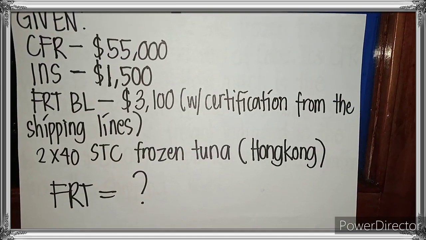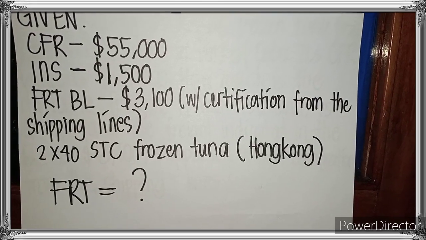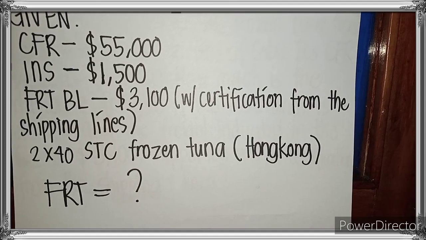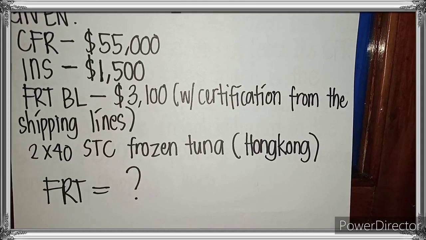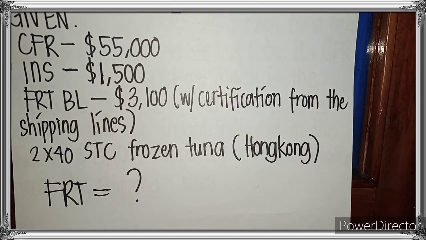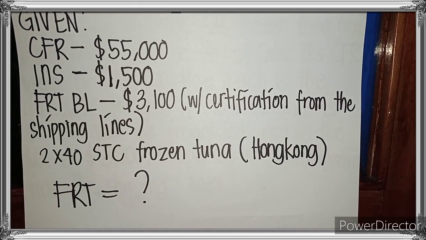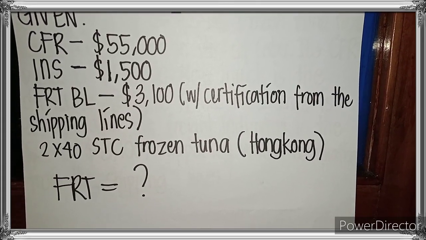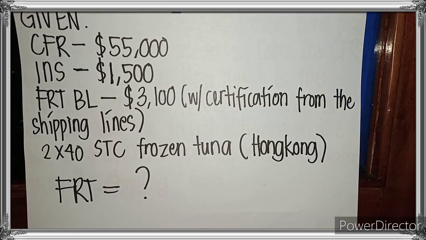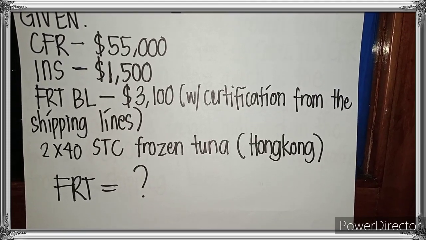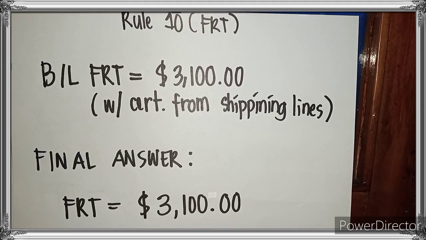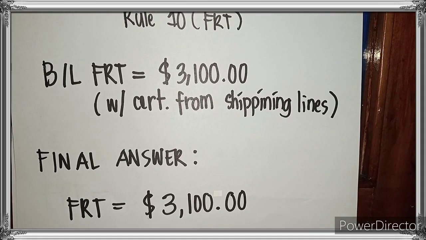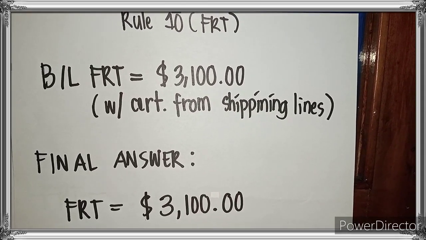We have here now taken the given: a CFR value of $55,000, insurance of $1,500, freight in the bill of lading of $3,100 with certification from the shipping lines, so take note of that, and a 2x40 STC frozen tuna from Hong Kong. And what we need to find out here is the freight of the problem. So in order to find the freight, we will apply Rule 10 of the freight.